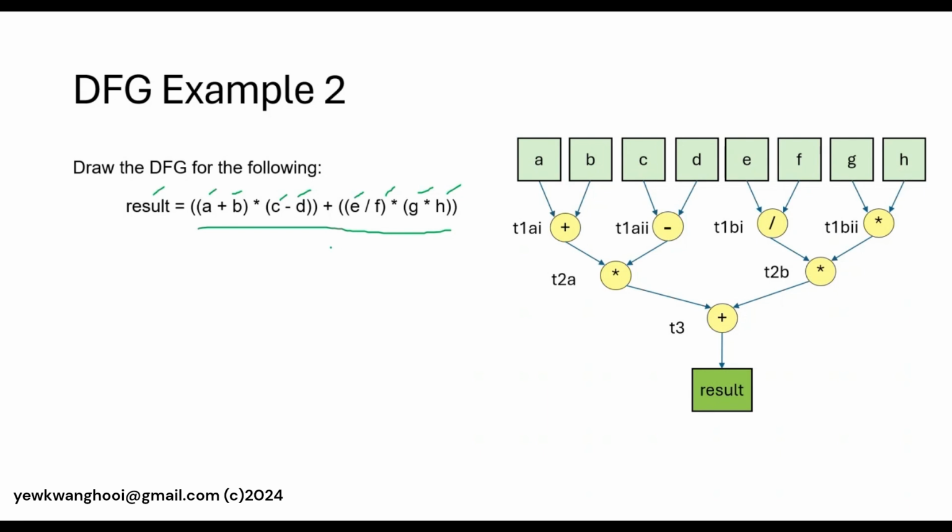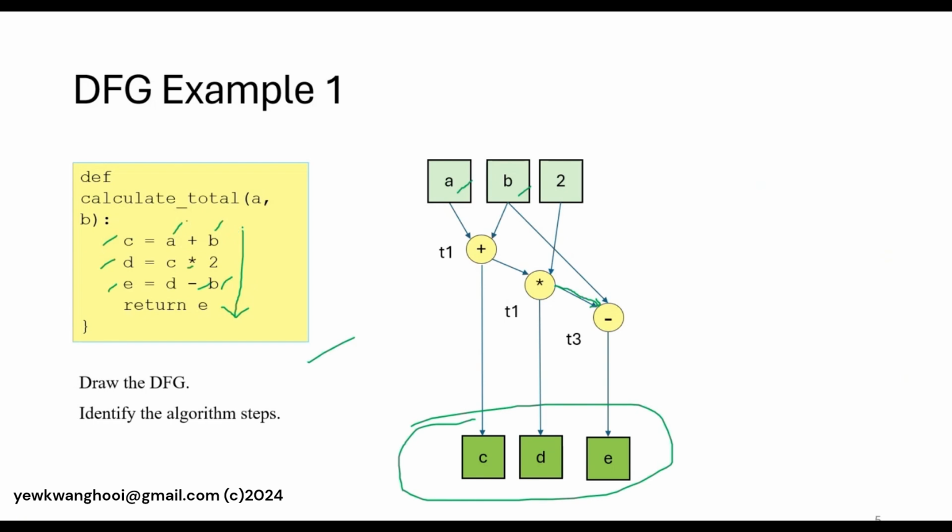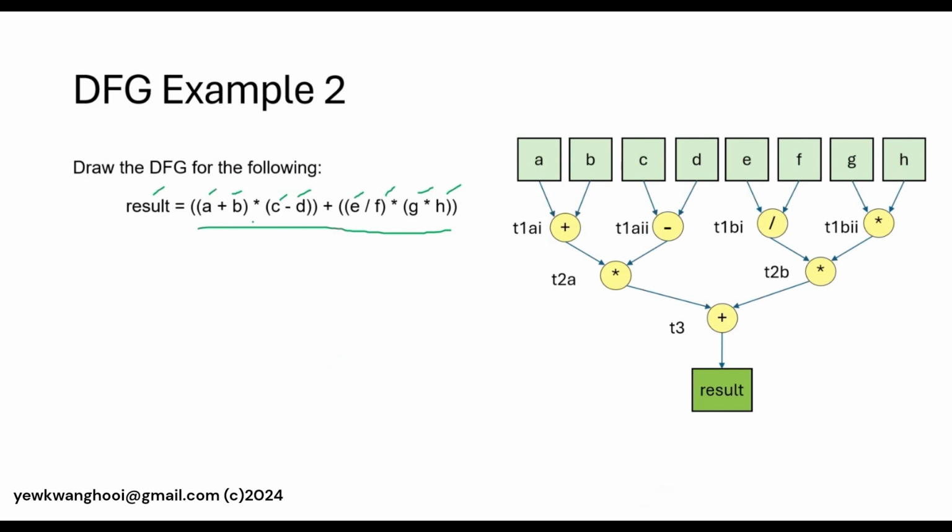So how we do it is we identify which of these need to be done first. Because like just now, when we look at code, we start from top down, isn't it? We do C first, D, then only E. In mathematics, we look at the bracket first. So A plus B must be done first. We take A plus B, and then after that, C minus D. And then what else? E divide F, G multiply H. Okay, done already.